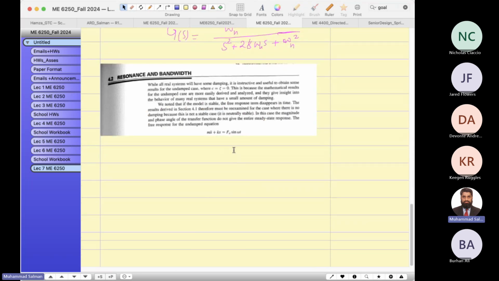Suppose this is a system where there is no zeta. So I want to jump to the beating frequency.